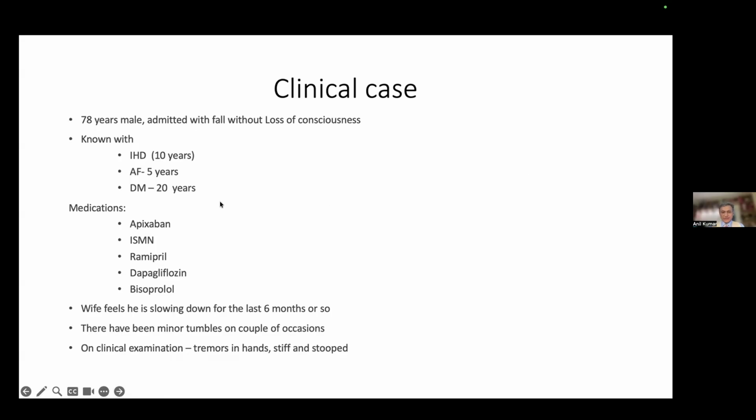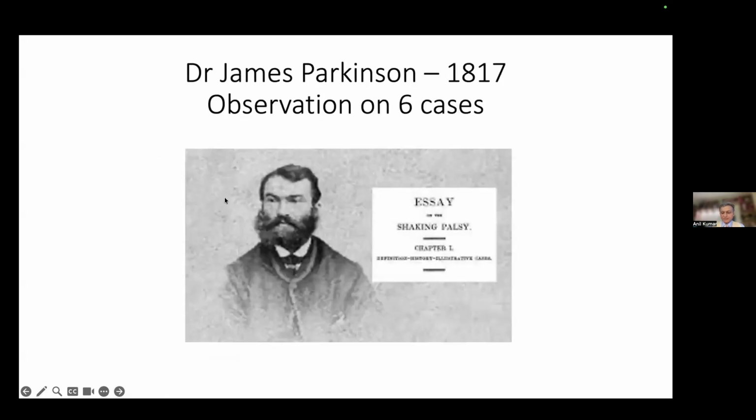Okay, so let's move to the next bit. As I talk about Parkinson's, are you aware who described Parkinson's disease? So this is James Parkinson from Shoreditch, London. He was a very astute physician, and he had 3 patients of Parkinson's disease, which he followed through, and he observed 3 other patients on the street, and then he published a book.